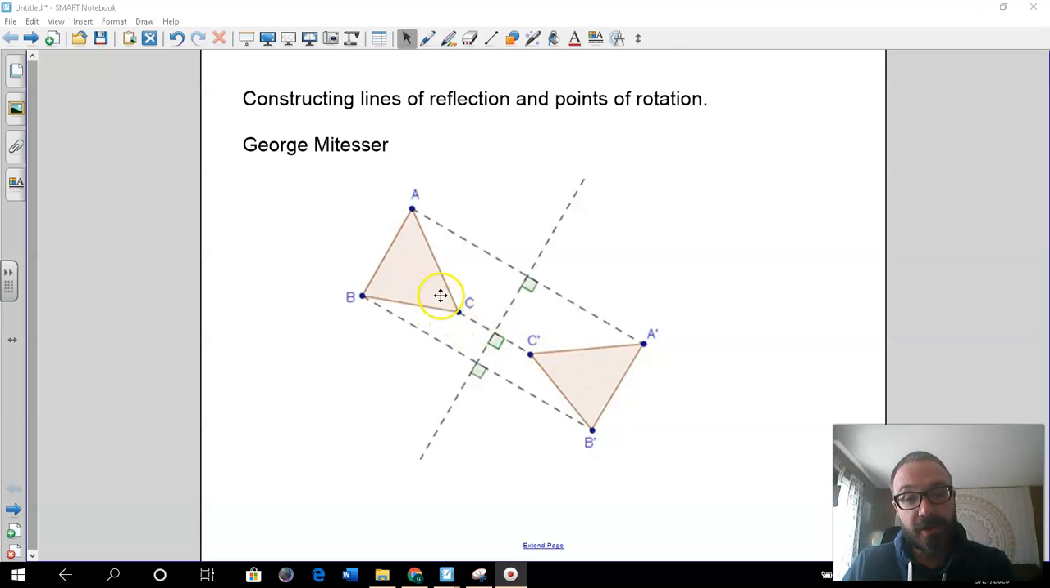other. So you can see here's the line of reflection, and if I said fill in the blank, the line of reflection is a blank to the segments connecting corresponding points. What would you say? Well, it's perpendicular. You'll notice the perpendicular markings and the bisector. So it's the perpendicular bisector of the segments connecting corresponding vertices of the triangles.